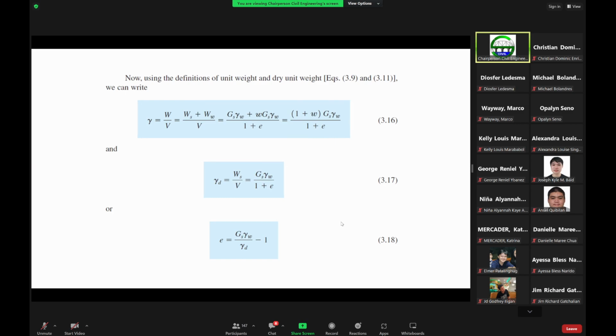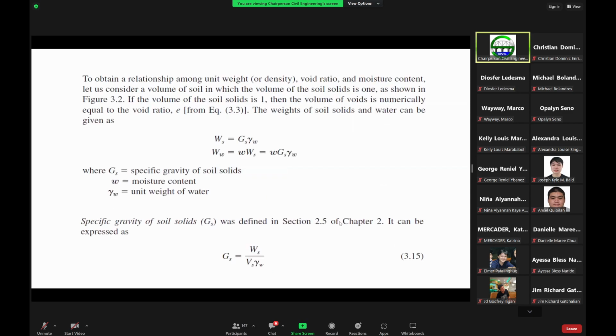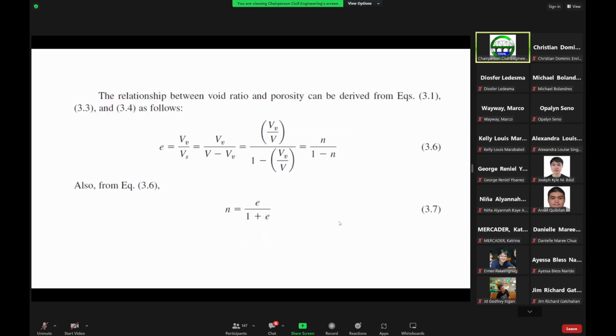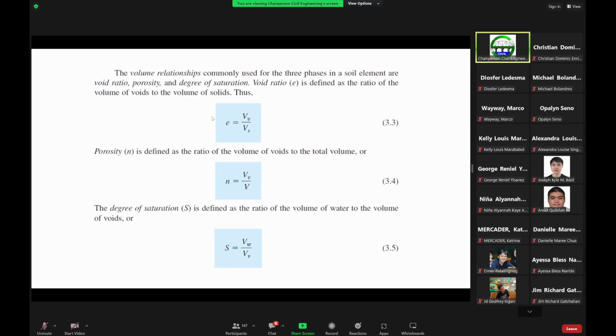So if we try to recall again the definitions, the void ratio is just equal to the volume of voids over the volume of solids. And then the porosity n is the volume of voids over the total volume. And then the degree of saturation is the volume of water over the volume of voids.